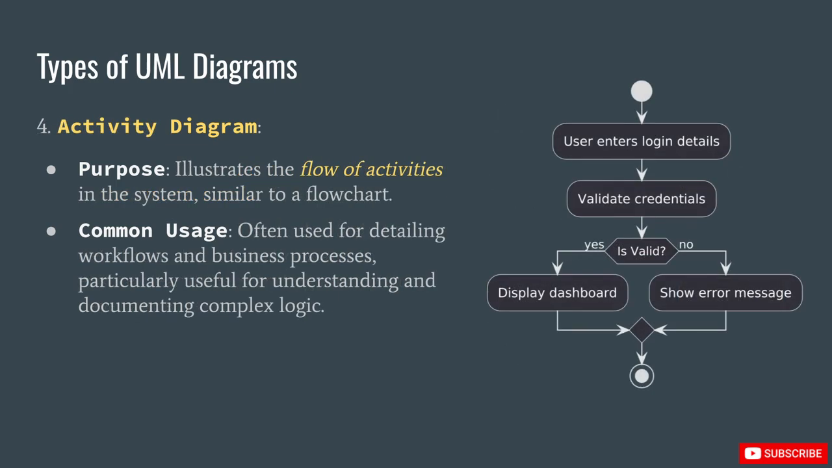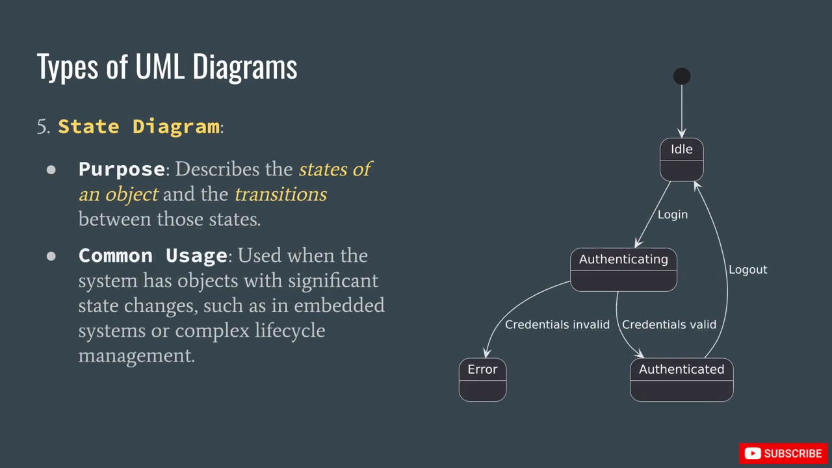Activity diagrams, though less common than class or use case diagrams, effectively illustrate the flow of activities within a system, much like a flowchart. They're often used to detail workflows and business processes, making them particularly useful for understanding and documenting complex logic. Finally, we have state diagrams. They describe the states of an object and the transitions between those states, used sparingly in specific situations.